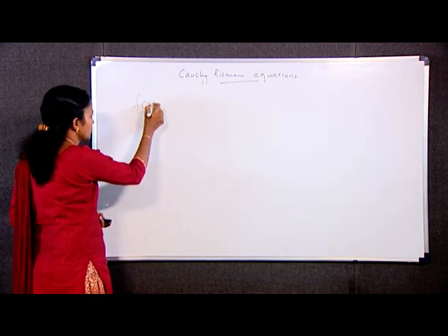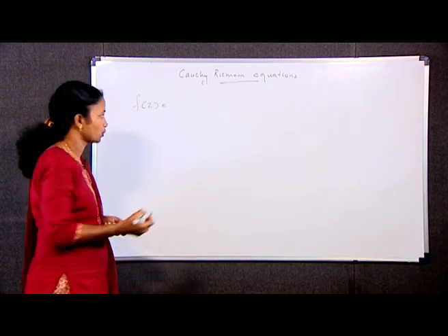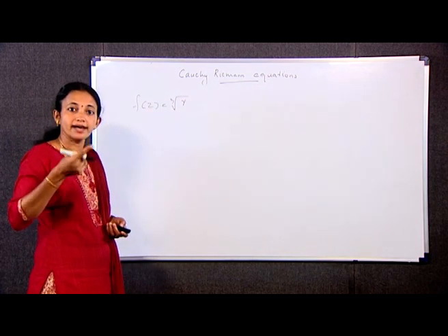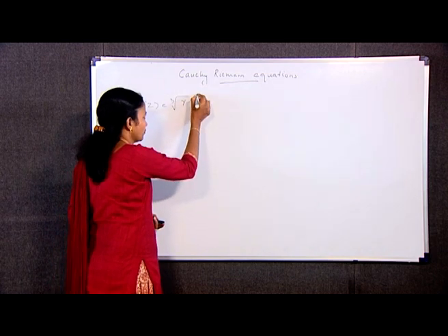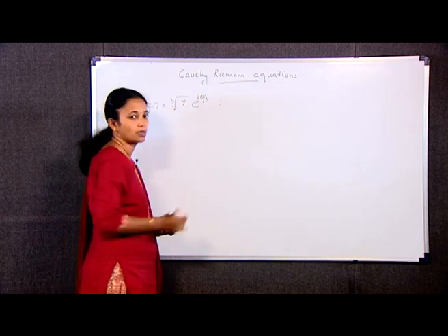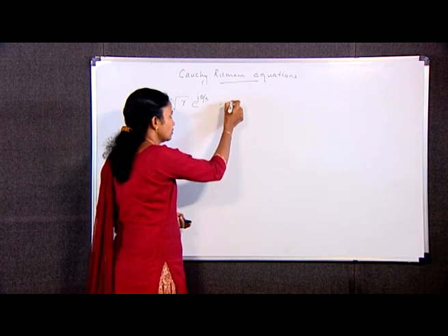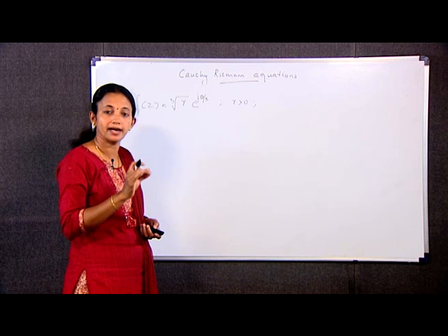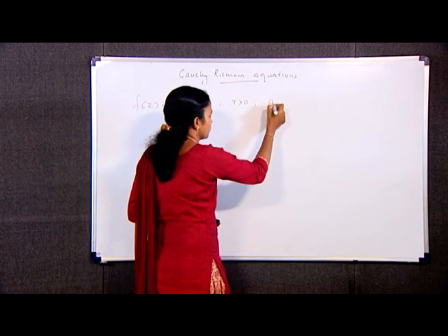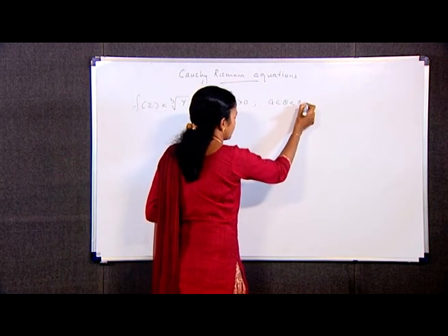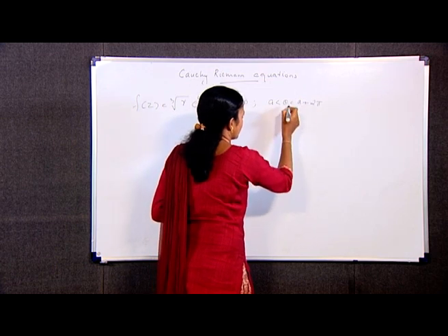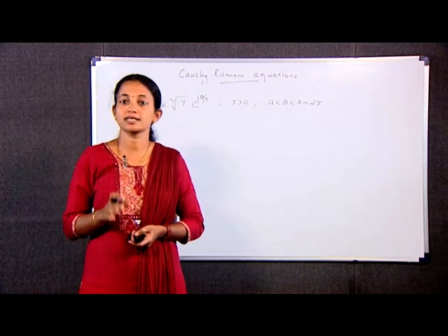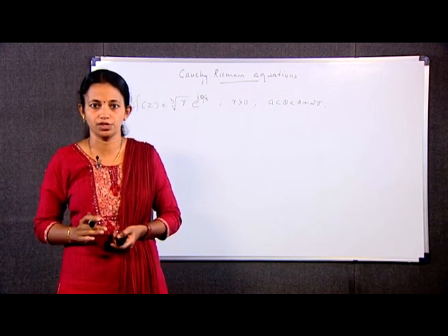Here our f(z) is equal to cube root of r e raised to i theta by 3, where this r is greater than 0 and our theta lies in between a and a plus 2 pi. The given function has a derivative in its domain of definition.